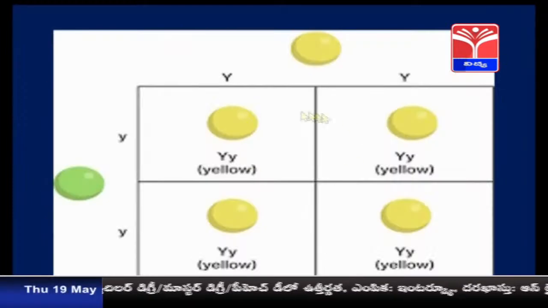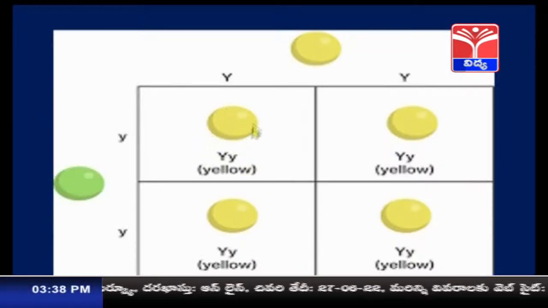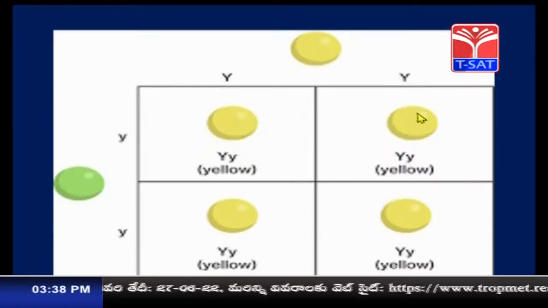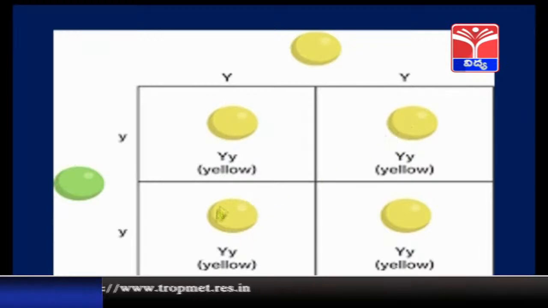Now let's come back to this. What about these two alleles? This is a plant which is producing yellow color seed. This is another pea plant, which is producing seeds of yellow color. Again plant with yellow color seed. This is the fourth plant with yellow color seeds. All are the plants with yellow color seeds, right?